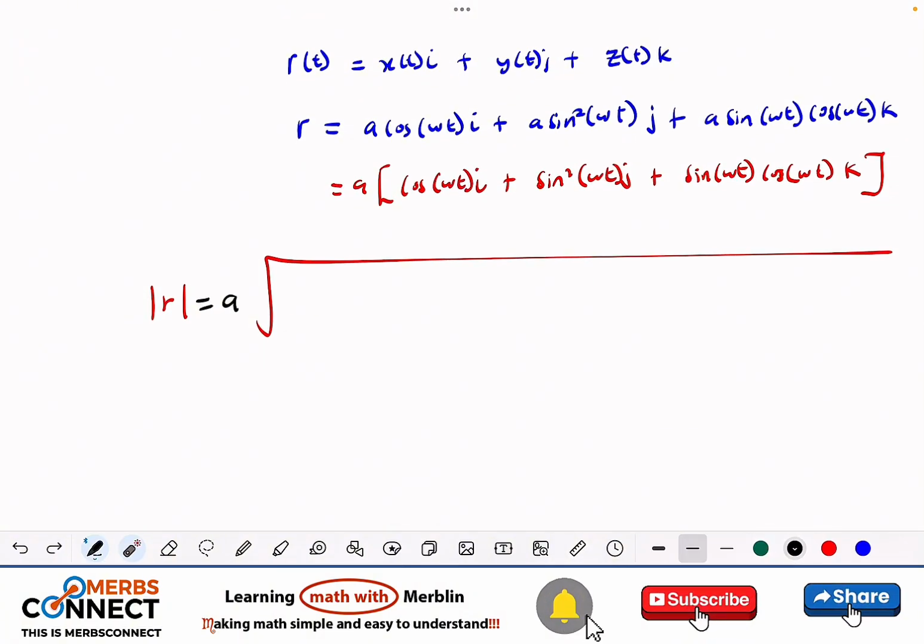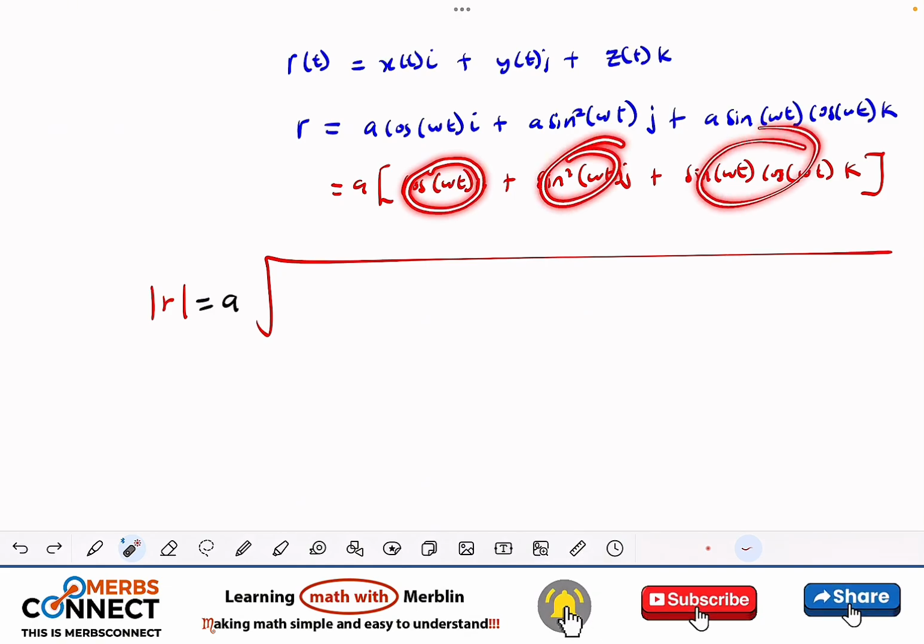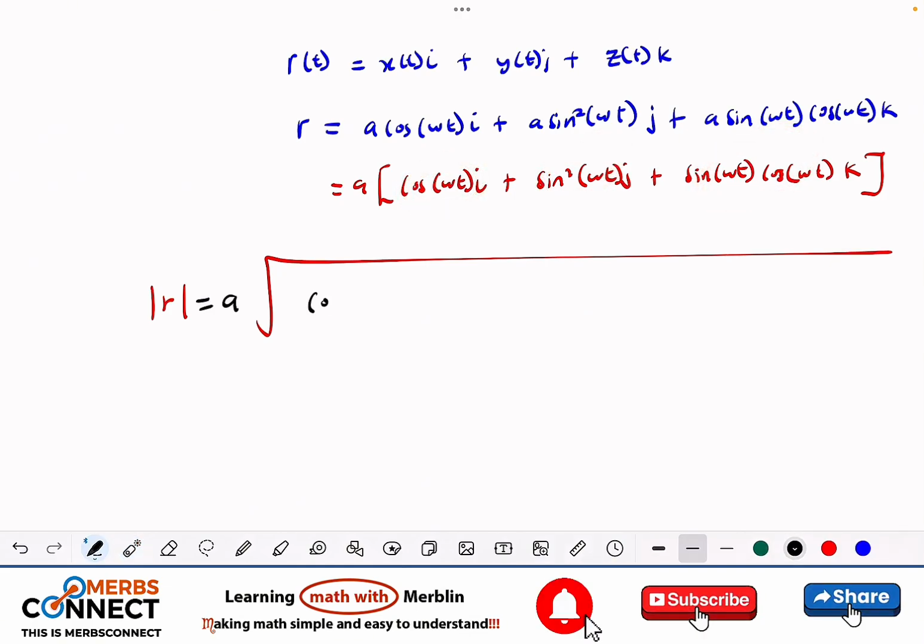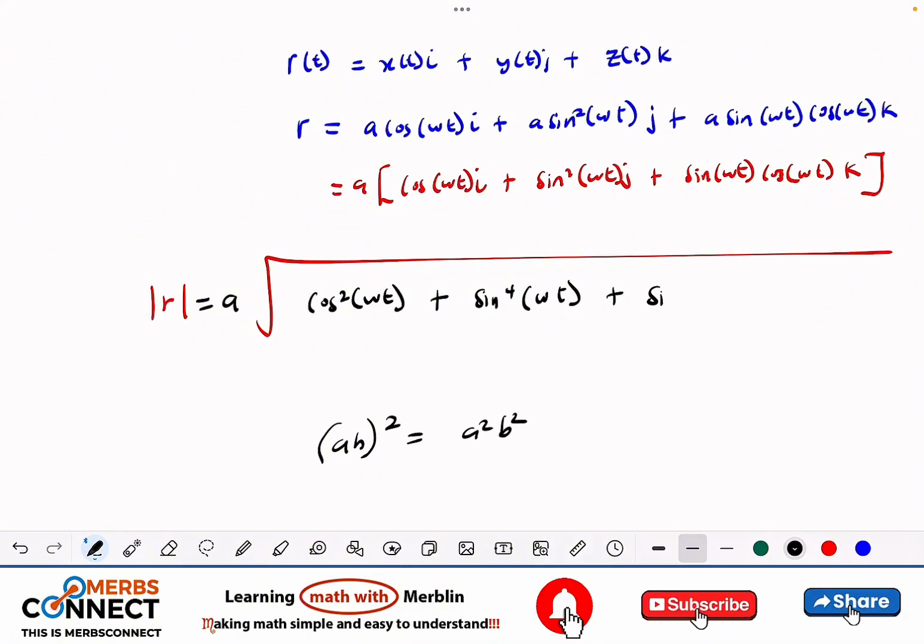So now basically I need to square this, this and that. I'm going to have cos squared omega t plus, when I square sine squared, I'll have sine to the power 4 for this, plus, now when I square the product, I'm going to have sine squared omega t cos squared omega t. Good. So this is what I'm going to get at the end of the day.